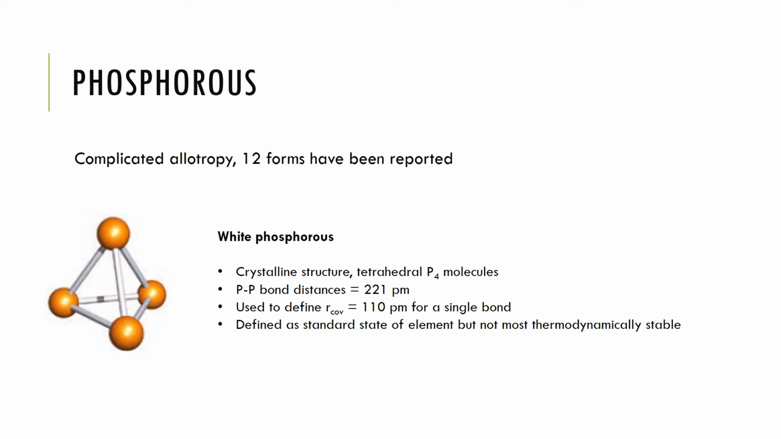Phosphorus is a really interesting one because it's got a complicated allotropy. That is, it has 12 different forms that have been reported. A reminder then that allotropy is kind of same formula but different crystal structure. There are some key forms of phosphorus. So white phosphorus is a crystalline structure of tetrahedral P4 units, and you can see there that it's got very defined phosphorus-phosphorus bond distances.